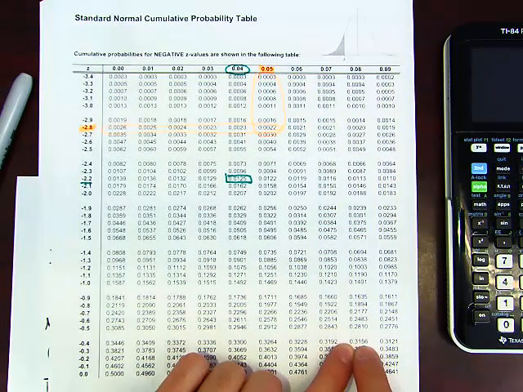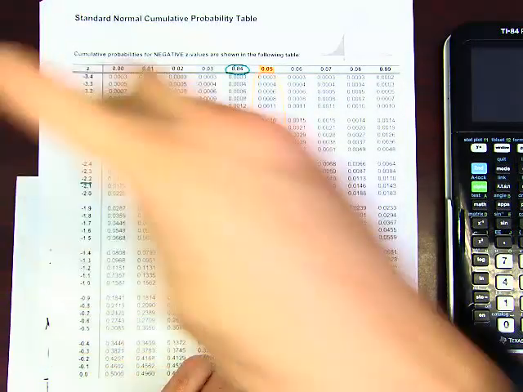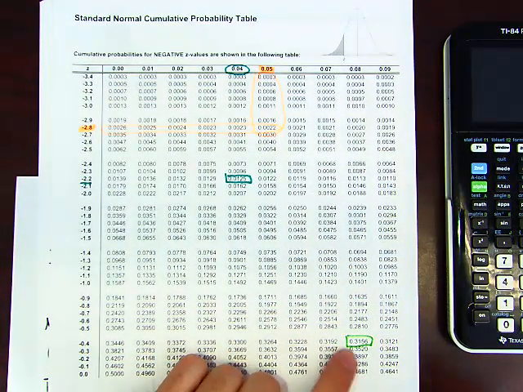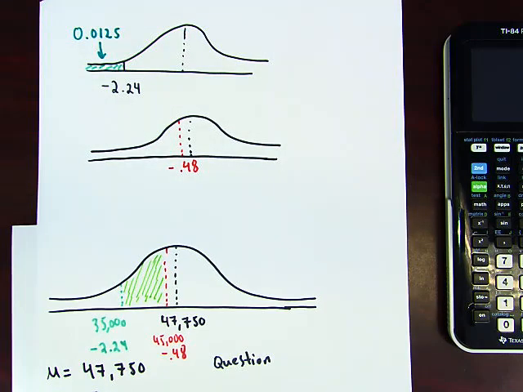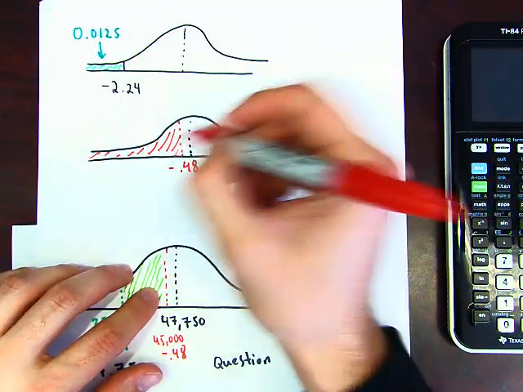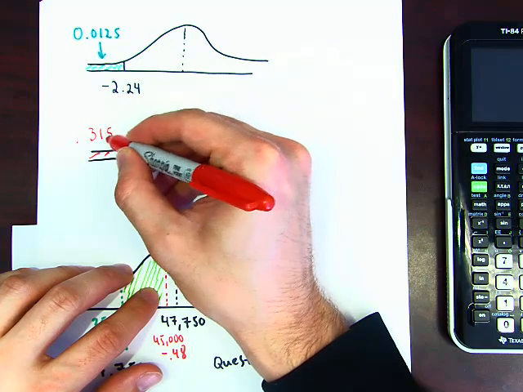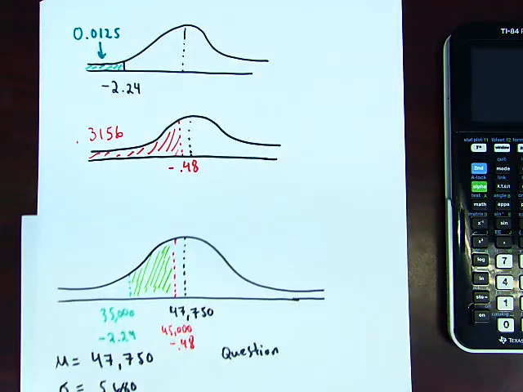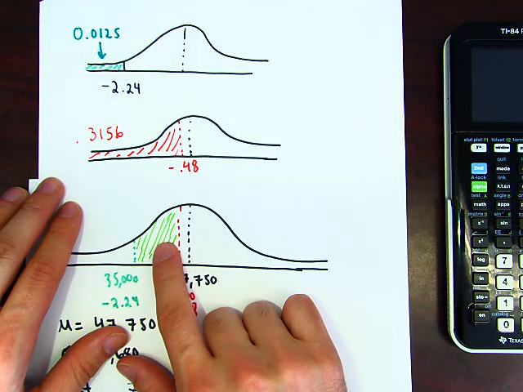So it's 0.3156. Okay, 0.3156. So we know that the area for here is 0.3156. So notice that if we want to calculate this area in the green, right?